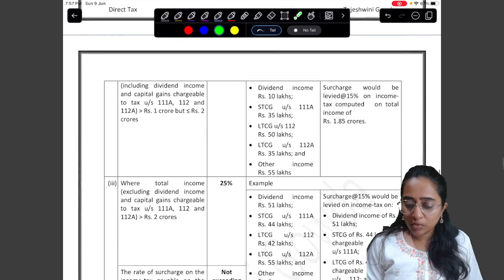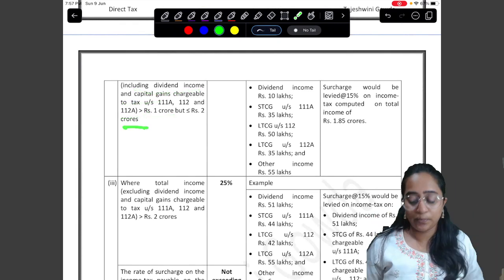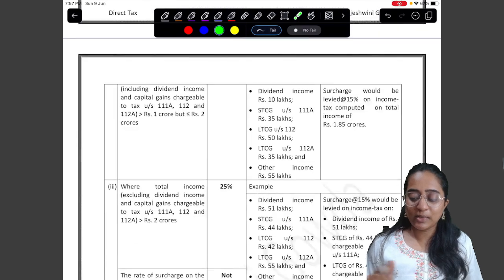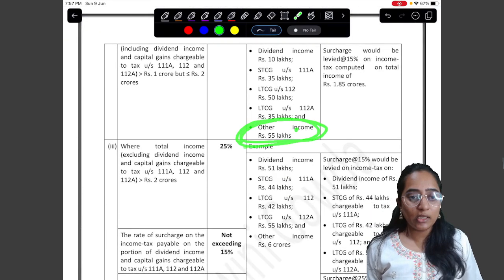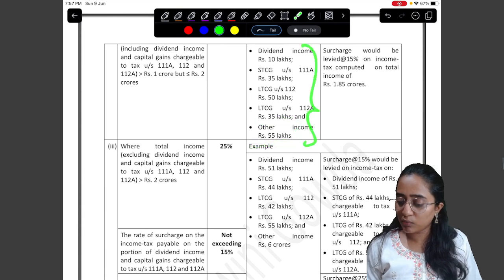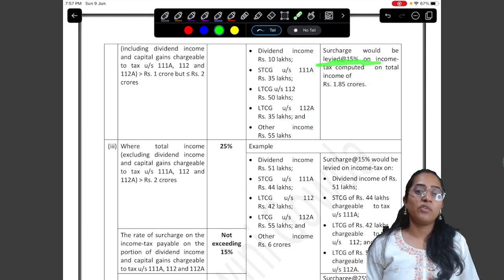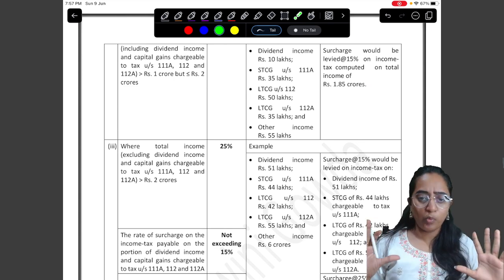Same point here, no difference at all. Where the total income including capital gains is greater than 1 crore but less than or equal to 2 crore, it is going to be how much? 15%. This is surcharge on the income tax for that matter. Clear? If it is other income over here, if you do the totals, you will get 1.85 crores. And what is it going to be? The tax which is leviable is 15%. Same as what you have seen before, the same point.